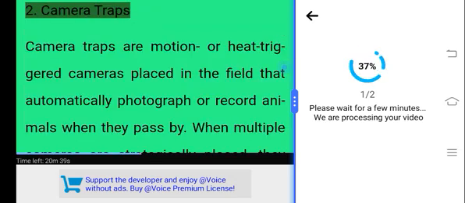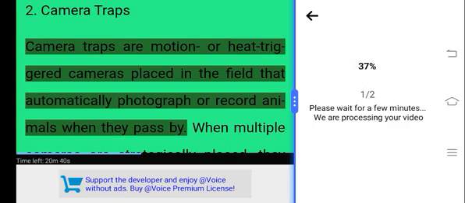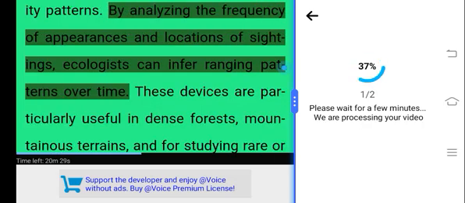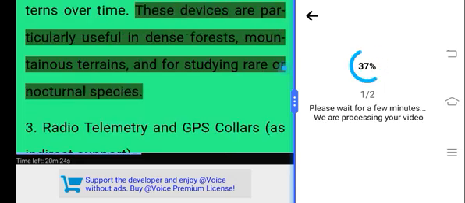2. Camera traps. Camera traps are motion or heat-triggered cameras placed in the field that automatically photograph or record animals when they pass by. When multiple cameras are strategically placed, they can provide information on movement patterns, site fidelity, and temporal activity patterns. By analyzing the frequency of appearances and locations of sightings, ecologists can infer ranging patterns over time. These devices are particularly useful in dense forests, mountainous terrains, and for studying rare or nocturnal species.